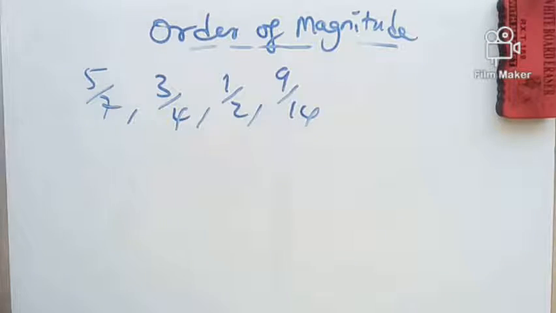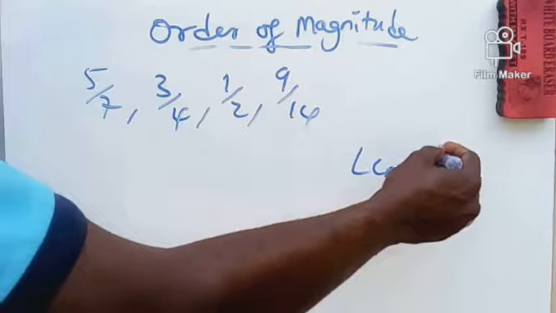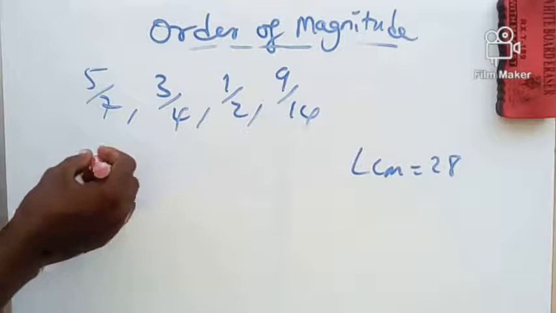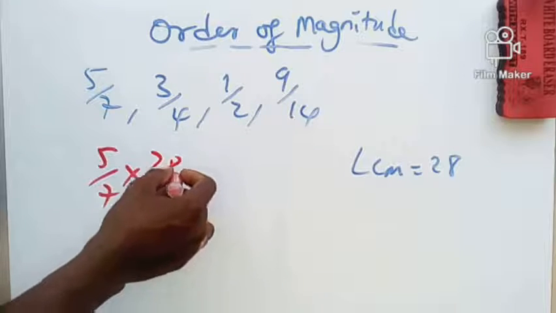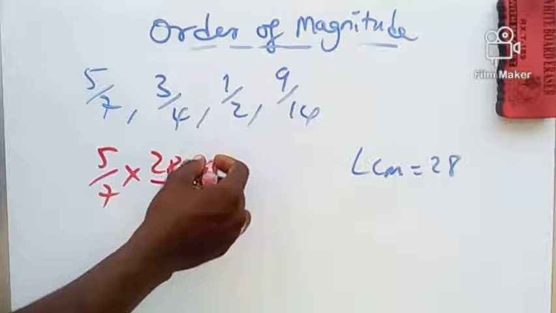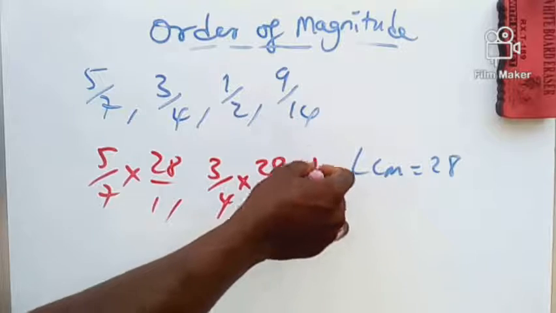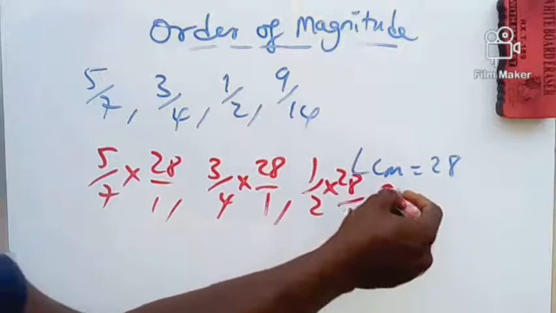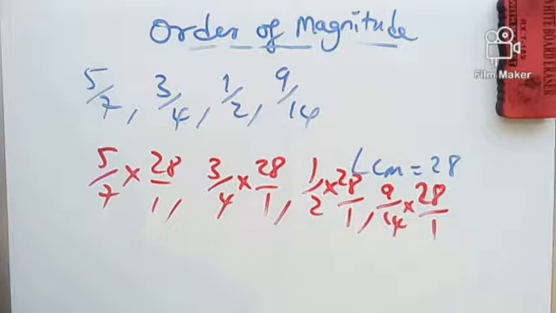So let's test each of the numbers. The LCM is 28. Let's use that and test the numbers to know the one that is the highest and the one that is the lowest. We pick the fractions one after the other. We pick the first fraction, 5 over 7, and multiply it by the LCM, over 1. Then the second fraction, 3 over 4, multiplied by the LCM. Take the third fraction, 1 over 2, we multiply by the LCM. Take the last fraction, 9 over 14, we multiply it by the LCM. After which we evaluate.